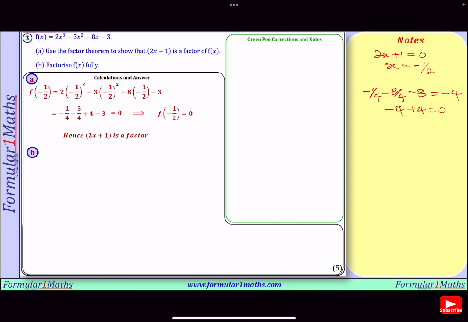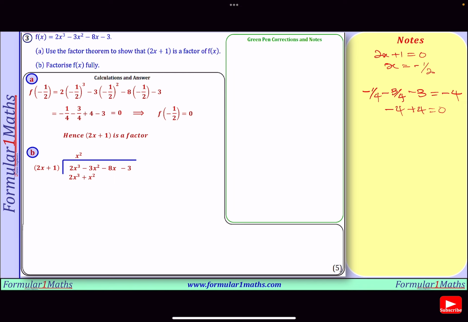For B, we need to divide f of x by 2x plus 1. So we have to do our long division. So I'm going to put f of x here. That means 2x cubed minus 3x squared minus 8x minus 3 goes over here, and 2x plus 1 goes over there. So let's do that. Then we start our division. First, we need to find a value here that will multiply by 2x to give us x cubed, and that will be x squared. So if I do my multiplication, x squared times 2x is 2x cubed, and x squared times 1 will be x squared.